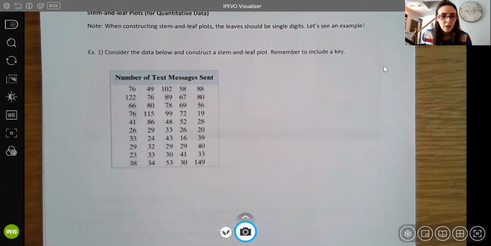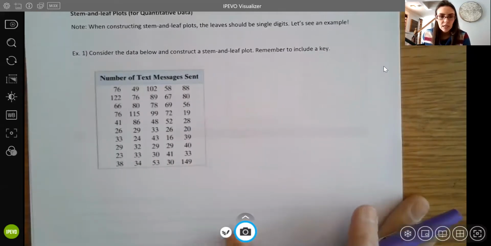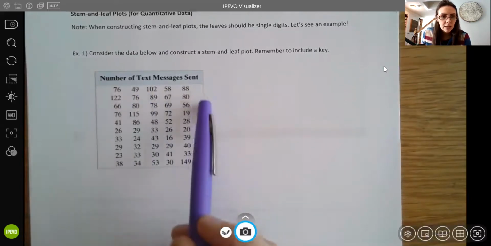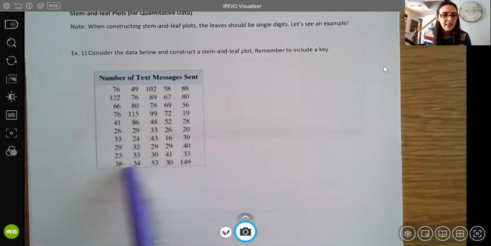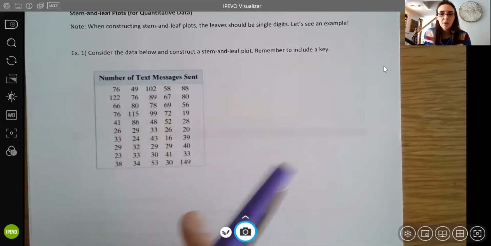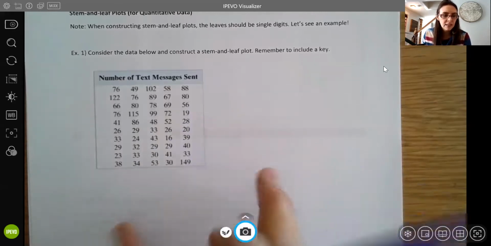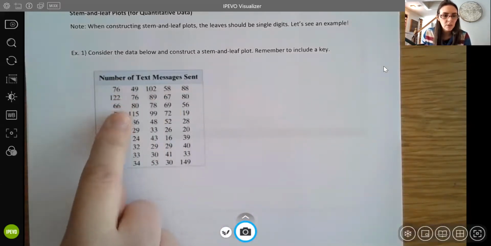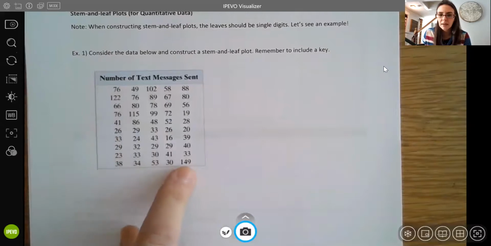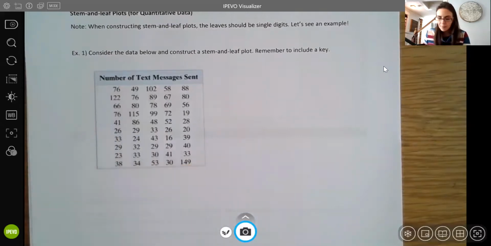I'm going to look through for my smallest data point and see where my digits start. I do see a 19 here. I see a 16. I don't see anything with single digits, so it looks like I start with tens, 16, 19, something like that. And then I'm going up pretty high. I see a 122. I see a 149. So I'm going to do my digits like this.